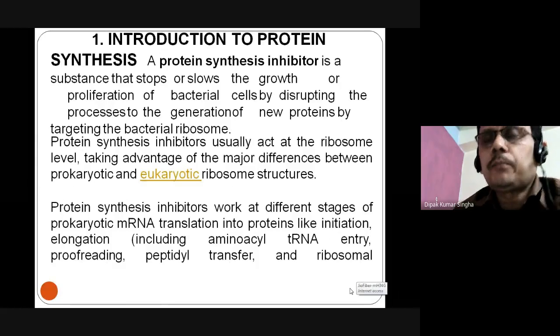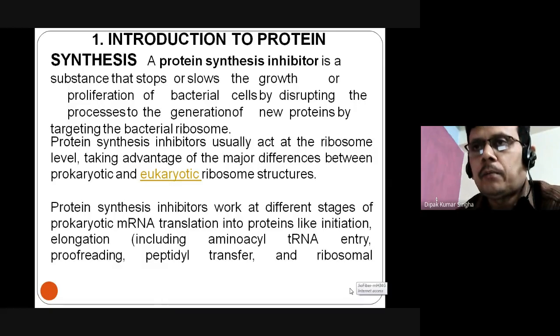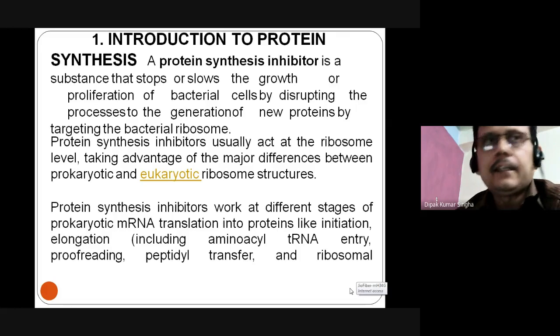First, the introduction of protein synthesis. What is protein? We know protein is a polymer of amino acids, which are synthesized in our body, but some amino acids are directly introduced into the body from the diet. Protein is composed of amino acids, which are of two types. One is the essential amino acid, another is the non-essential amino acid. The essential amino acids come from the diet, and non-essential amino acids are synthesized in our body.